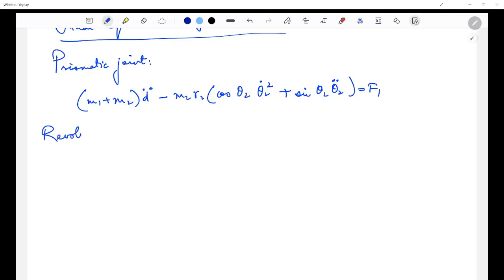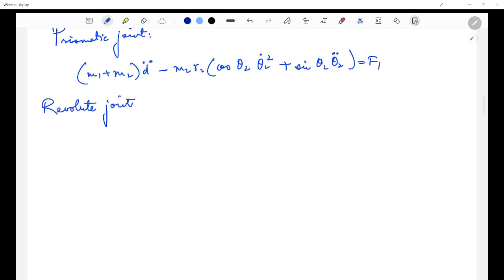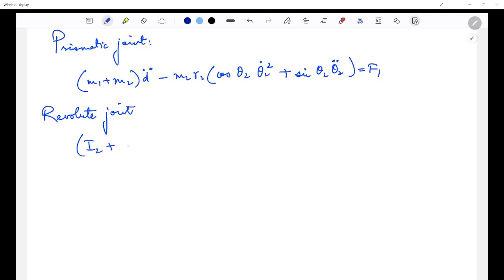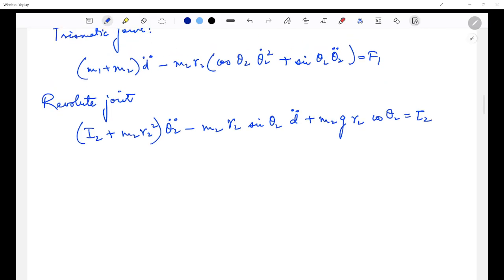Okay, for the revolute joint, what we have got is (I2 + M2 R2 square) into theta 2 double dot minus M2 R2 sin theta 2 into d double dot plus M2 G R2 cos theta 2 is equal to tau 2. Okay, these are the two equations of motion.